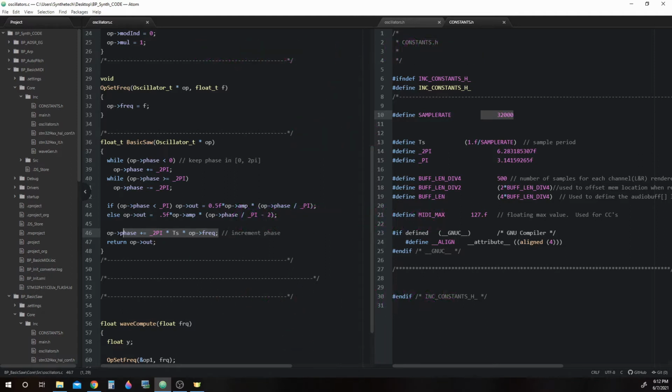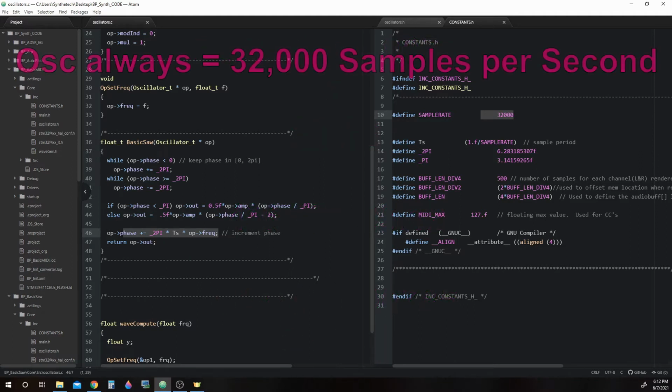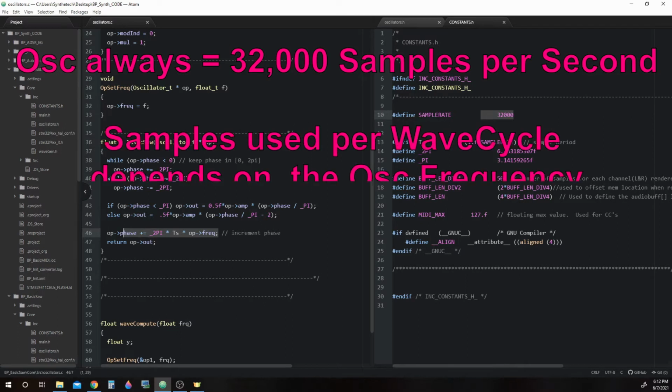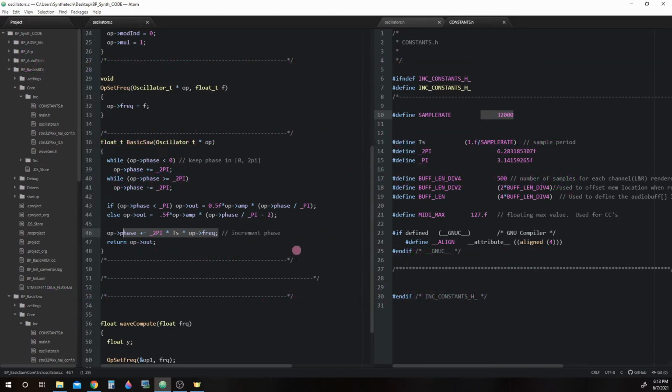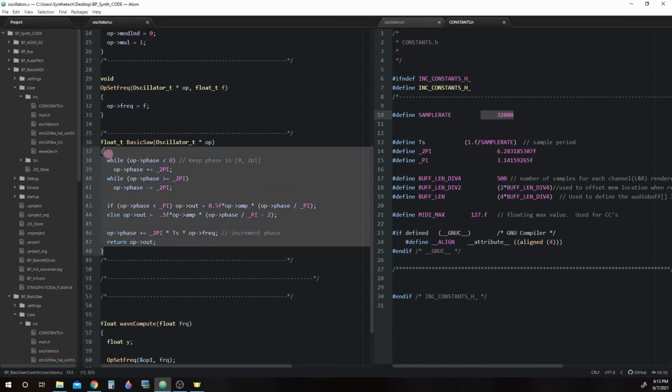Some of the key elements that we're discovering here is the oscillator will always generate 32,000 samples per second. The amount of samples used to create one full wave cycle depends on the oscillator's frequency. And the higher the frequency, the less amount of samples we use for each wave cycle. Now let's run through a sequence of examples using the entire basic saw function.